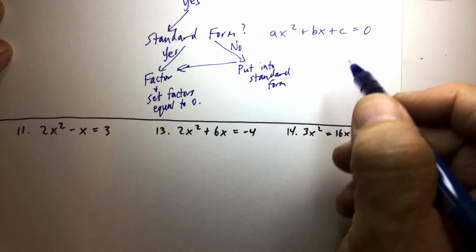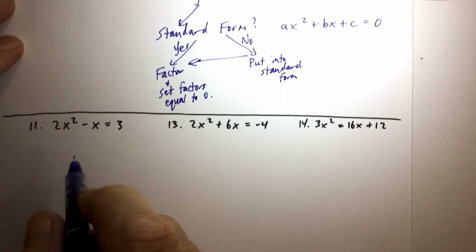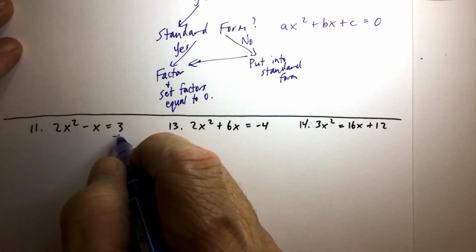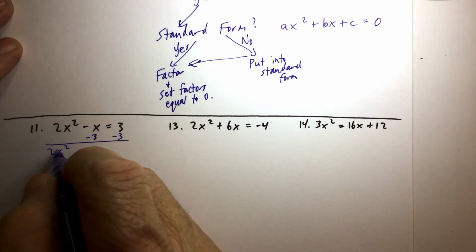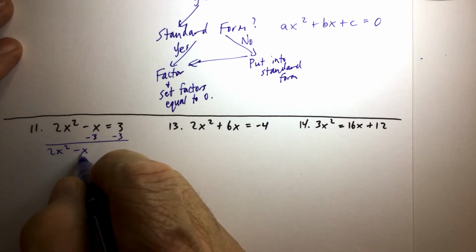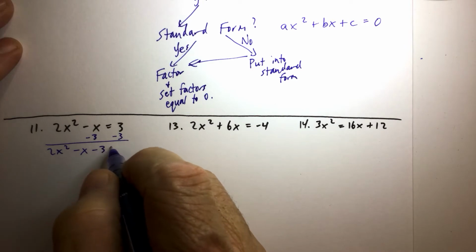So this equation here in number 11 is not in standard form, so we're going to want to put it into standard form. By subtracting 3 from both sides, we have 2x squared minus x minus 3 equals 0.